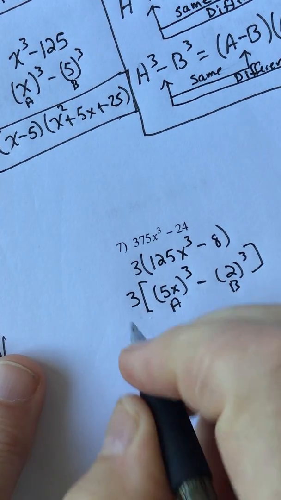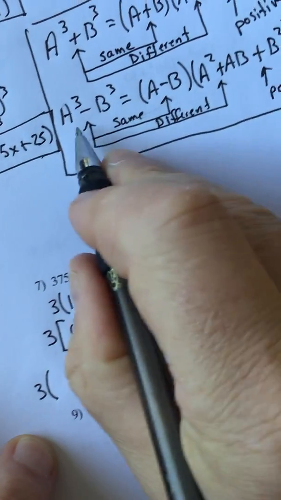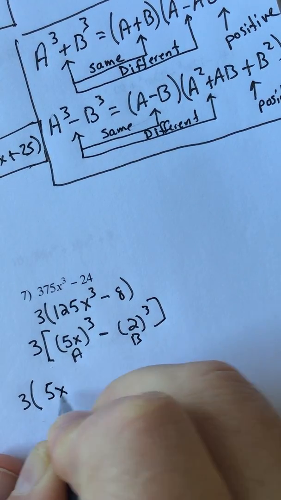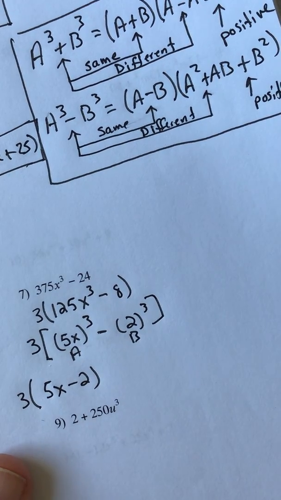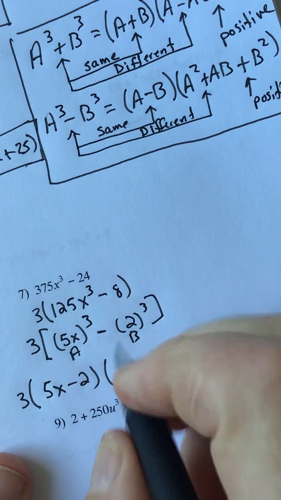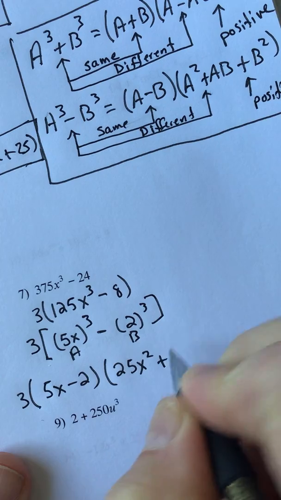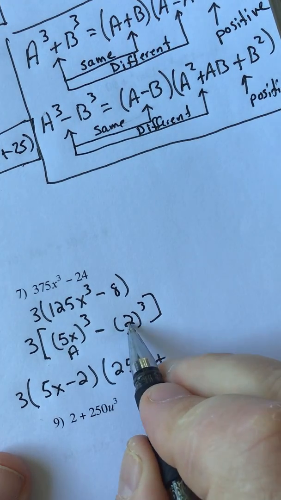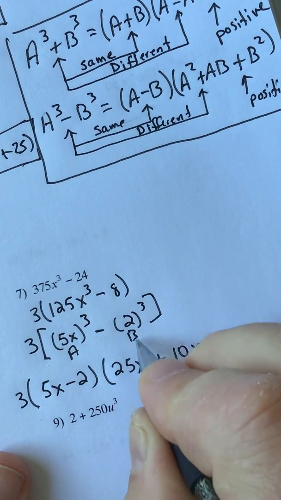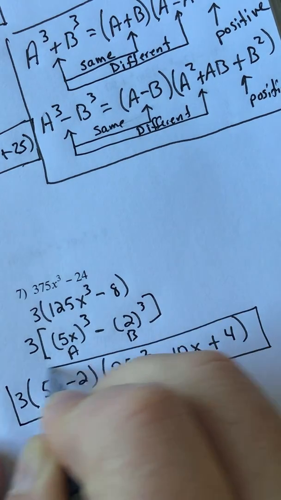So this 3 is part of it, so I got a 3. But then for subtraction, it's right here. For subtraction, it's the a piece minus the b piece. So it's 5x minus 2. Then it's the a piece squared. So 5x squared is 25x squared, plus a times b, so it's going to be 2 times 5x, so that's 10x, plus the b value squared, so 2 squared is 4, and there we have it factored.